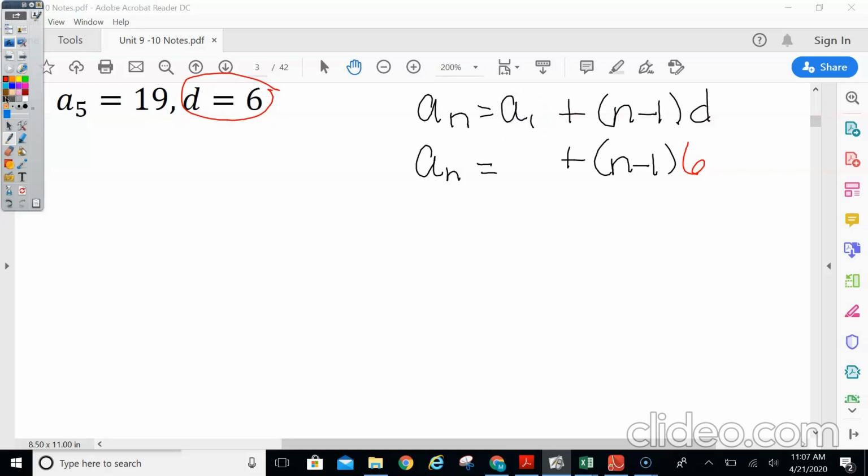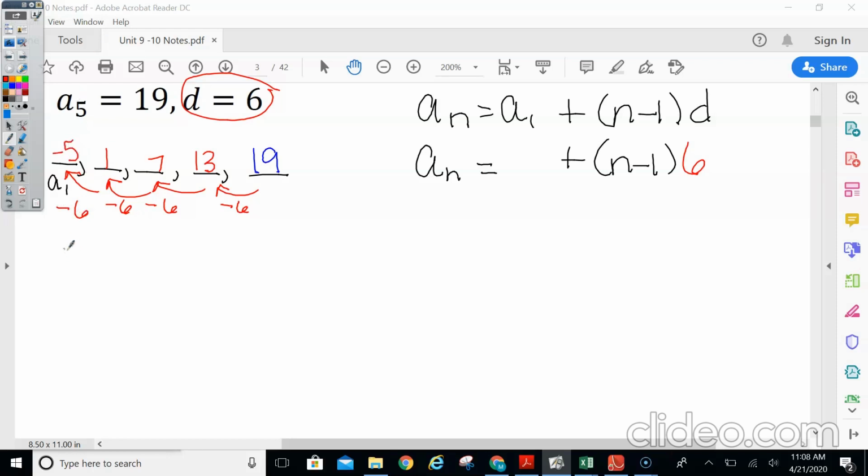So there's a couple of ways you can do that. The easier way, since it starts us at a5, you can actually just work backwards to find a1. So we're going to put the 19 here, and we're going to go backwards using the common difference until we get the first term. So when we go backwards, we're going to end up subtracting 6. So 19 minus 6 is 13, minus 6 is 7, minus 6 is 1, minus 6 is negative 5. So this is telling us that a sub 1 is negative 5.